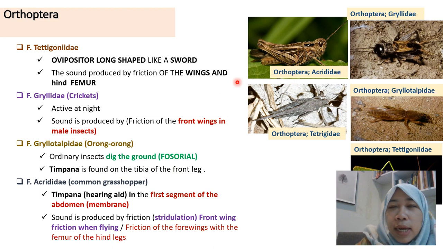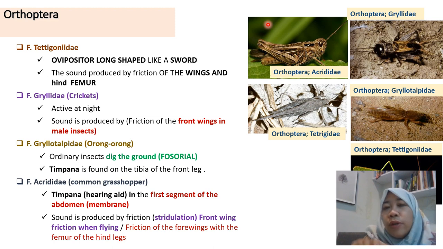And then the Acrididae. Acrididae is the common grasshopper. The hearing aid or tympana, we can find in the first segment of the abdomen, and the shape is membrane. And the sound is produced by stridulating, front wing friction when flying. This grasshopper can produce the sound by sweeping the front wing when flying. Sweeping means menggesekkan, or friction, gesekan, friction of the forewing with the femur of the hind legs.